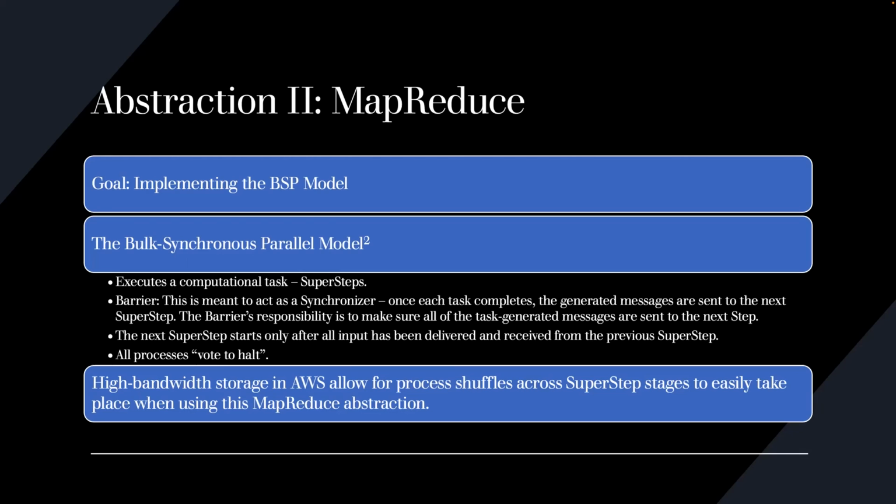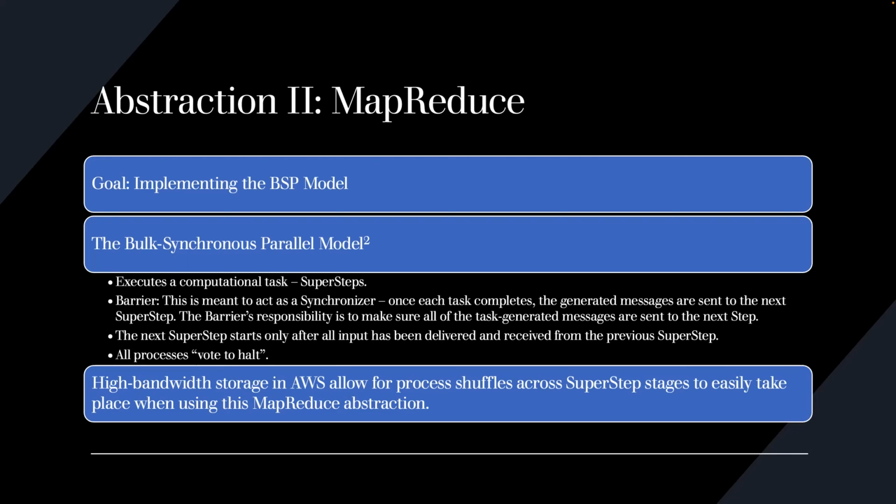Now, we also have a barrier, and the barriers in the BSP model are meant to act as a synchronizer. Once each task completes, the generated messages in the model are sent to the next super step. The barrier synchronization's responsibility is to make sure all the task-generated messages are sent to the next step. The next super step starts only after all input has been received from the previous super step.